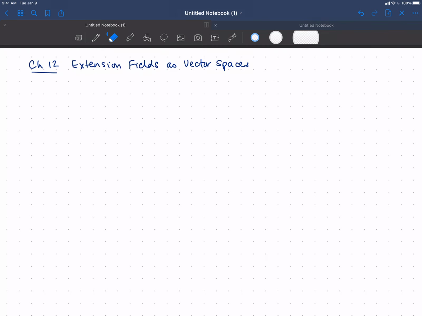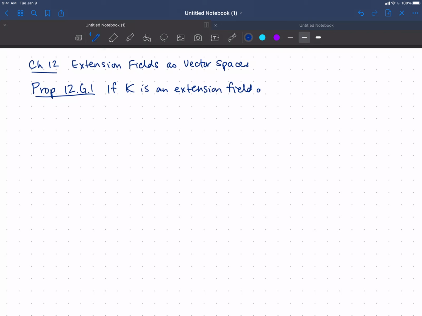So our first proposition, Proposition 12.G.1, says that if K is an extension field of F, then K is a vector space with scalars from F.